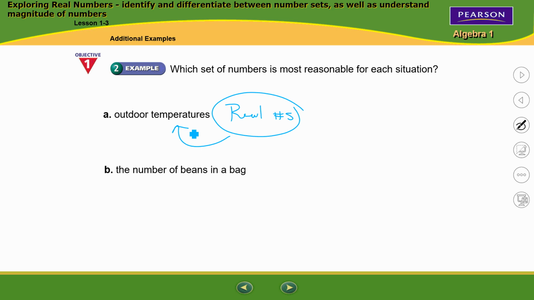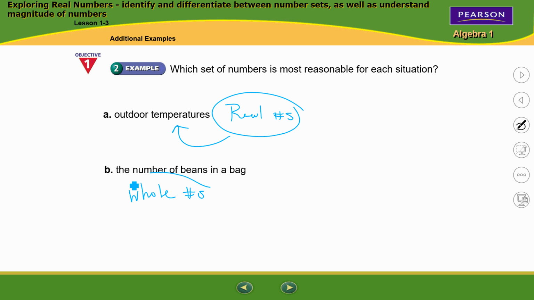Well, no, because real numbers include decimals and negatives, and I'm not going to find -4 beans in a bag. So that also rules out integers, because the number of beans in the bag will not be negative. So I'm thinking, number of beans in the bag, I can count them up. They're all going to be positives. I'm not going to count up half beans. I'm not going to count up decimals of beans. So whole numbers makes the most sense here.